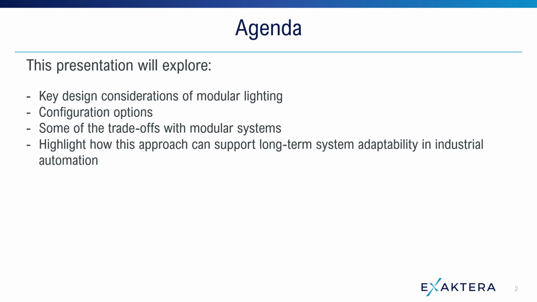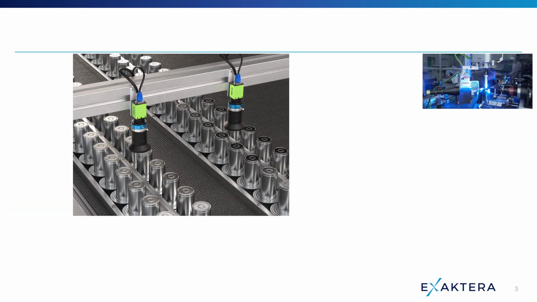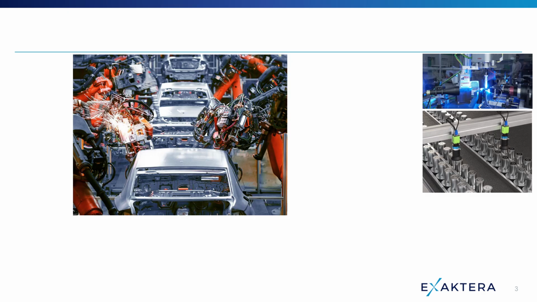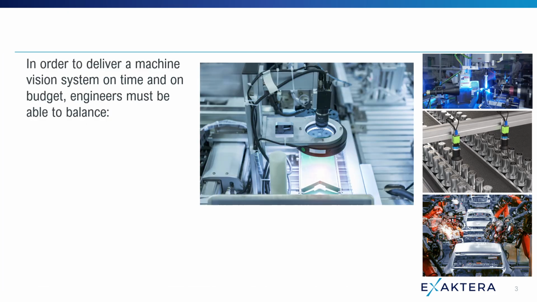By allowing in-field adjustments through interchangeable optical elements, modular lighting systems help engineers adapt to varying inspection requirements. Industrial inspection, quality control, and robotics all depend on machine vision, which has become a key component of modern automation in manufacturing. Delivering a machine vision system that meets the application requirements on schedule and on budget demands that engineers balance development time, system performance, and cost during the design phase.